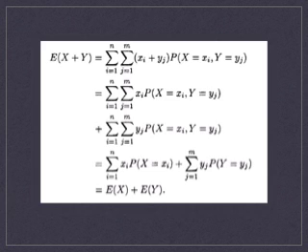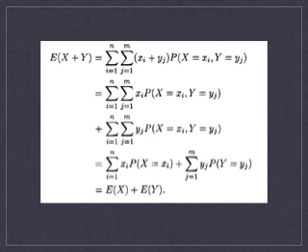If we separate the summations, the first summation is the sum of xi times the probability of X equals xi, summing over i from 1 to n, plus the summation of yj times the probability of Y equals yj, summing over j from 1 to m, which is equal to the expectation of X plus the expectation of Y.